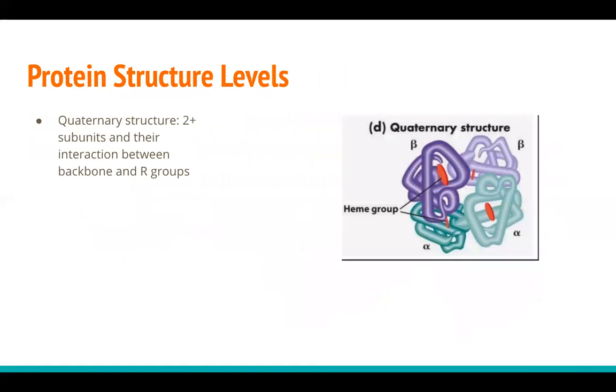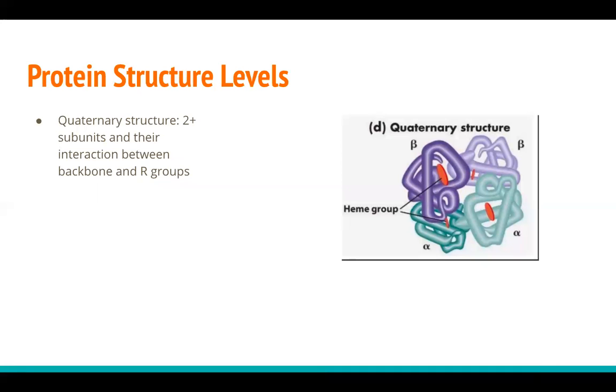Just like I said, the quaternary structure is 2 or more subunits and their interactions between the backbone and the R group. This is hemoglobin, and you can see that it has the subunits here. There are different colors to represent the different polypeptides.